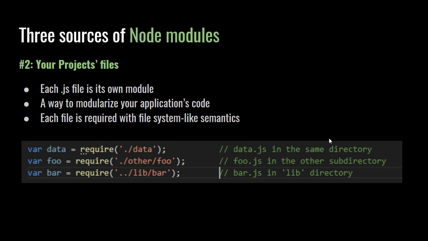Some notes there: each JS file is its own module, and it's just a way to modularize your application's code. Ideally, you don't want all your code in one file. Say you have an app.js, you don't want all your router routes in there. You don't want all your setup. Suppose you're doing socket IO, you might want to extract all of that stuff out.